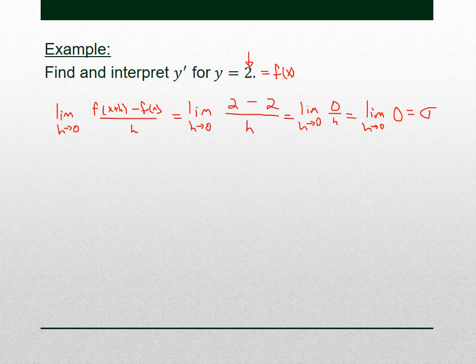Right, so here y prime was 0. So there it is. And we can interpret that again two ways. That would say the instantaneous rate of change is 0 for any x value, or the slope of the tangent line is 0 for any x value. So those are two good interpretations there.